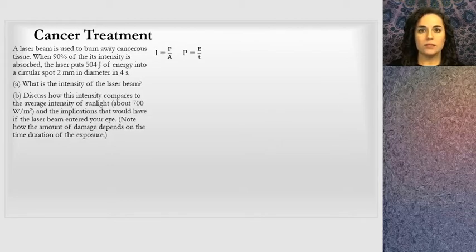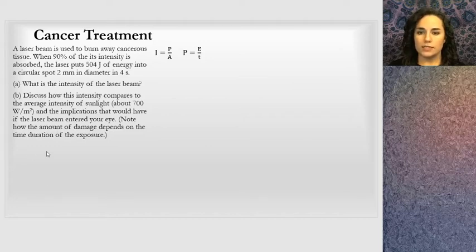The next problem is another application of intensity, cancer treatment with radiation. A laser beam is used to burn away cancerous tissue. When 90% of its intensity is absorbed, the laser puts 504 joules of energy into a circular spot 2 millimeters in diameter in 4 seconds. So they turn the laser beam on for 4 seconds. They know that 504 joules of energy went into a circular spot of 2 millimeters of diameter. And that's only 90% of the energy that they released there.